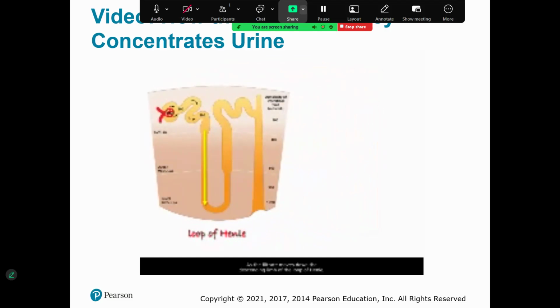As the filtrate moves down the descending limb of the loop of Henle, do you think there will be a net diffusion of water from the interstitial fluid to the filtrate, a net diffusion of water from the filtrate to the interstitial fluid, or no net diffusion of water?